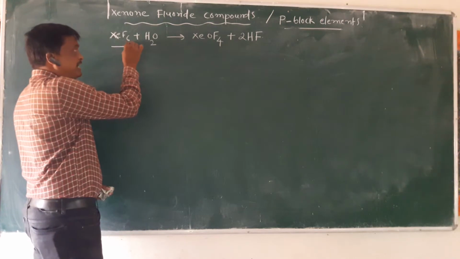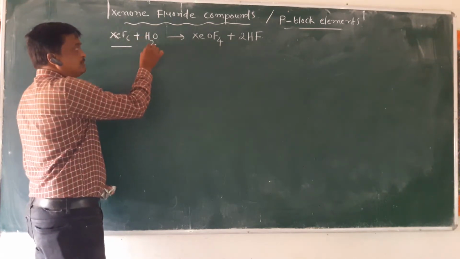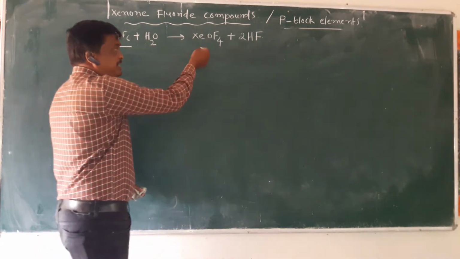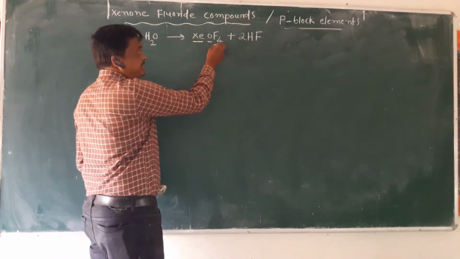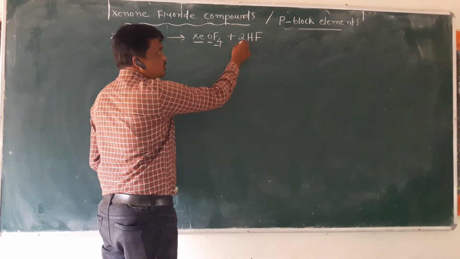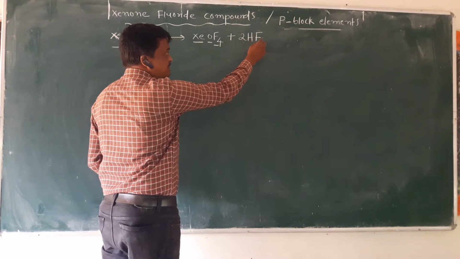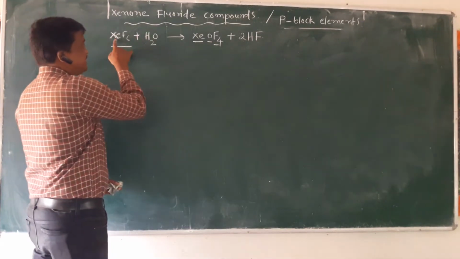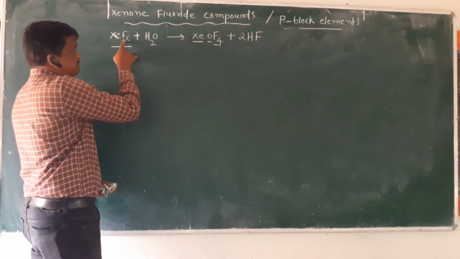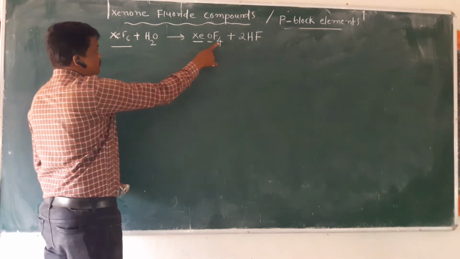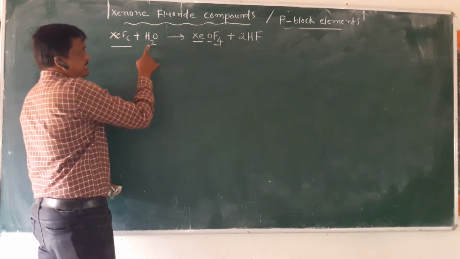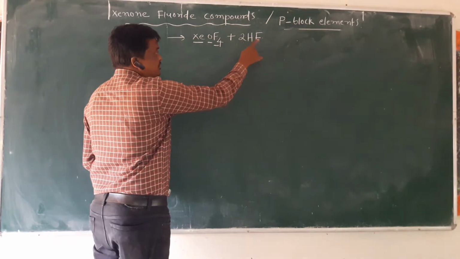Hexa means 6 fluorine atoms, combined with 1 mole of water molecule H2O. So it is converted into xenon oxytetrafluoride, and the byproduct is 2 hydrogen fluorides. You see here, I am writing xenon. From the 6 fluorine atoms, I am writing here 4 and 1 oxygen atom. That means 2 fluorine atoms and 2 hydrogen atoms remain in the form of hydrogen fluoride.